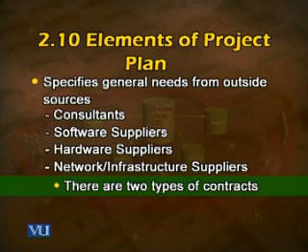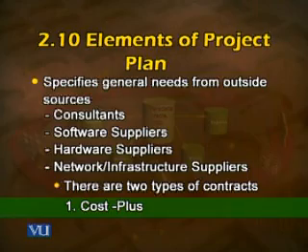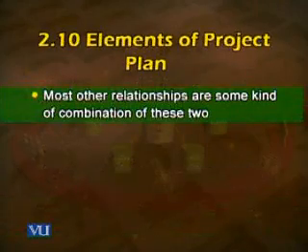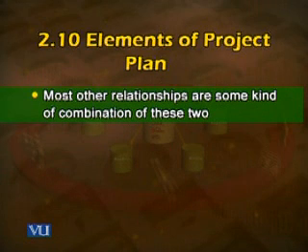Normally, we have two kinds of contracts: cost plus and fixed price contracts. Most other relationships are some kind of combination of these two. It depends upon the complexity, users, developer, customer relationships, and the project requirements. But generally speaking, these two kinds of project contracts are signed for software development activity.